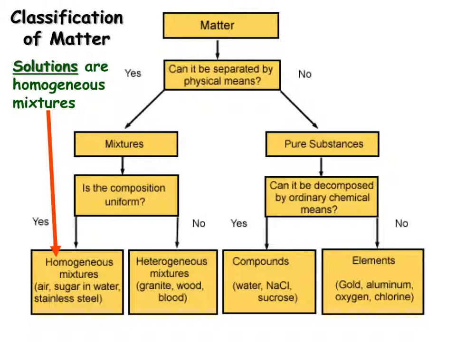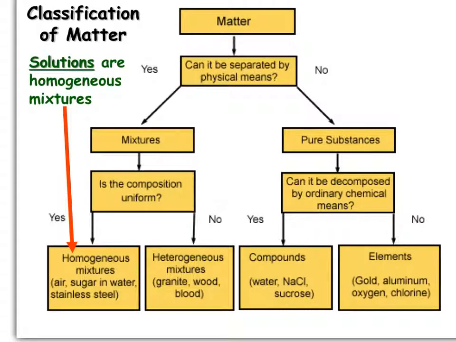A lot of it had to do with how you were able to separate things. There were also descriptions of uniformity, things like that. But just as a reminder, solutions fall down at the bottom here as part of a homogeneous mixture. So they can be separated by physical means, and they're mixed together to the point where they are evenly spread throughout. It's not easy to see the layer of salt and the layer of water. Salt water looks the same throughout.